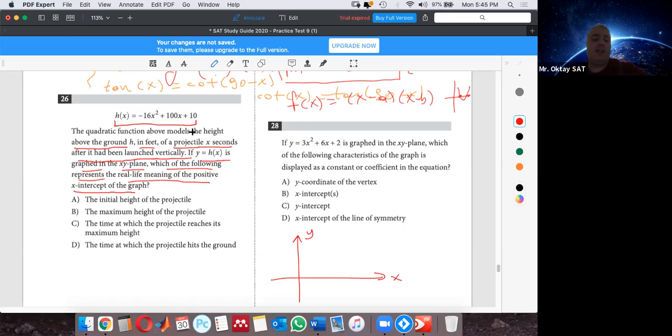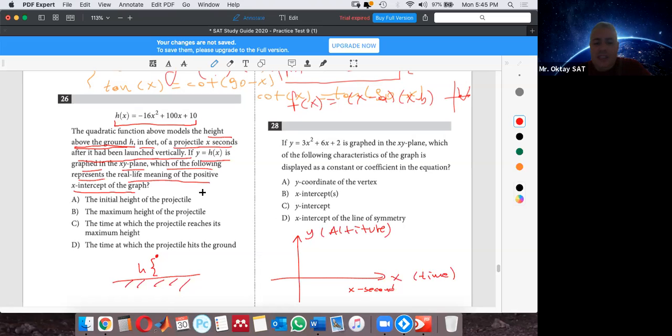So the quadratic function above models the height above the ground of h. So this is now the ground, let's say, and something here, for example, this is now altitude, this height. So projectile x seconds. Since this is x seconds, that means we have time. The x-axis is the time axis, and the y-axis is altitude.